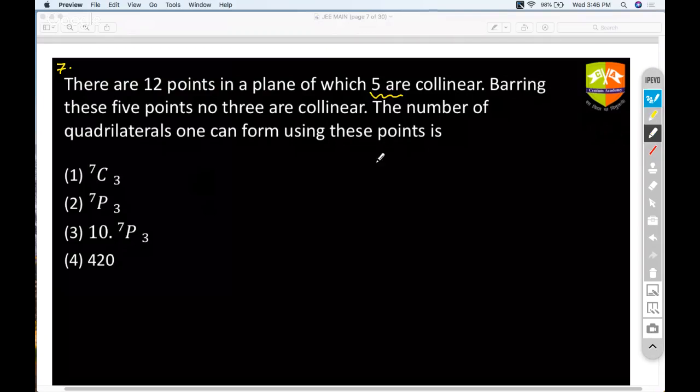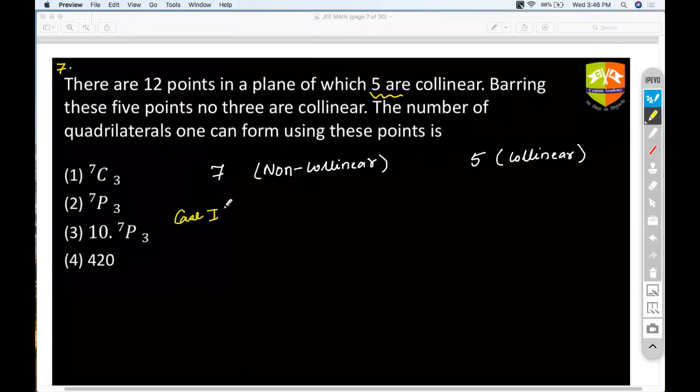Now, if I have to make a quadrilateral, I have to choose all the 4 points in such a way that not more than 2 of them should be collinear, right? So I have 7 of them which are definitely non-collinear, okay, and 5 of them are collinear. I can make a quadrilateral in following ways. I can choose all the 4 points from the non-collinear ones, which will be 7C4 in number, correct? So all the 7 points which are non-collinear, from there I can choose 4 such points and make a quadrilateral. So that will be 7C4 ways.